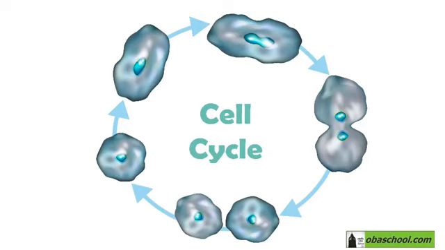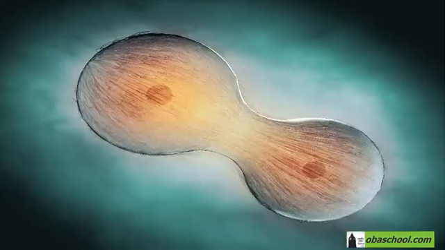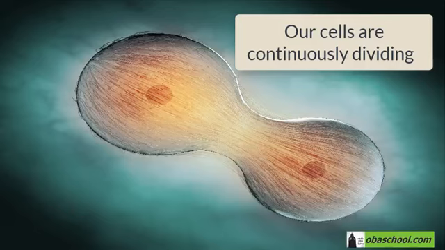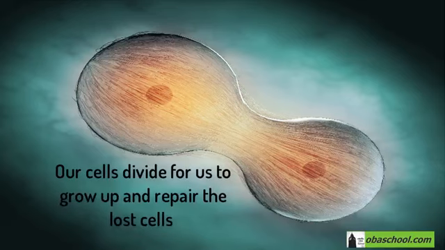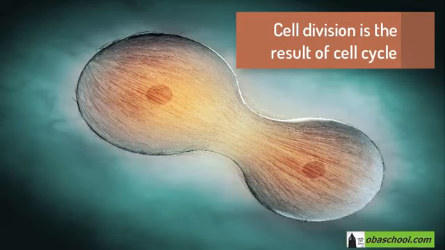Hello everyone. This tutorial is about the phases of the cell cycle. As you know, guys, our cells are continuously dividing, or undergoing cell division. Our cells divide in order for us to grow and repair lost or damaged cells. So cell division is the result of the cell cycle.